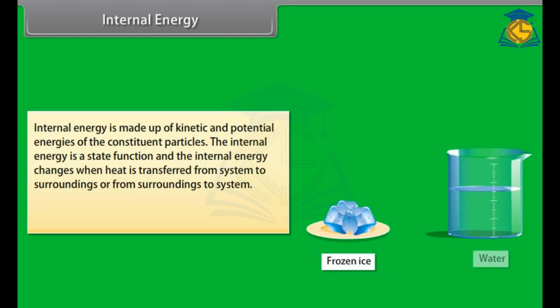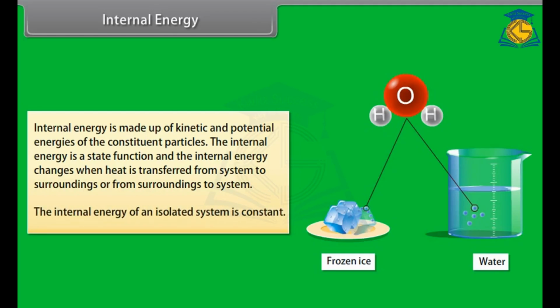Internal energy is made up of kinetic and potential energies of the constituent particles. The internal energy is a state function, and the internal energy changes when heat is transferred from system to surroundings or from surroundings to system. The internal energy of an isolated system is constant.